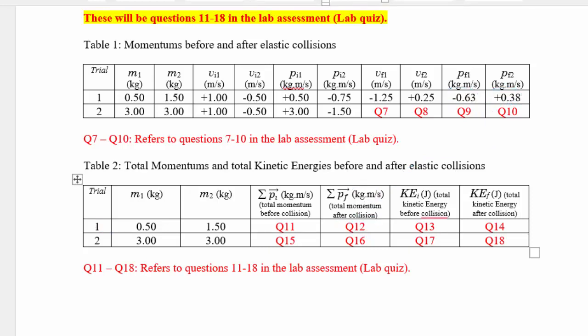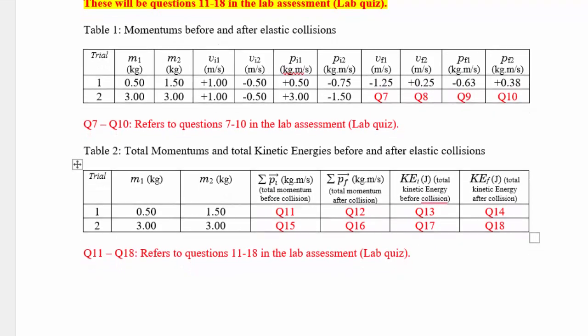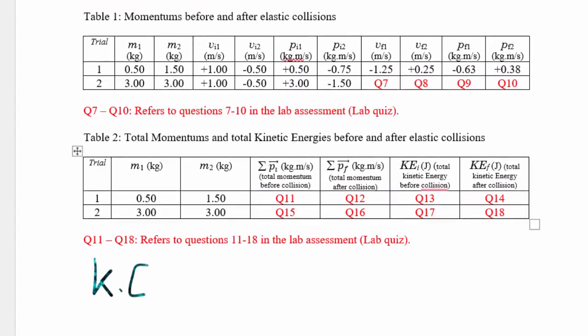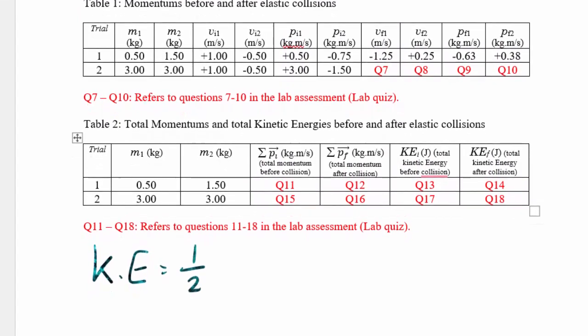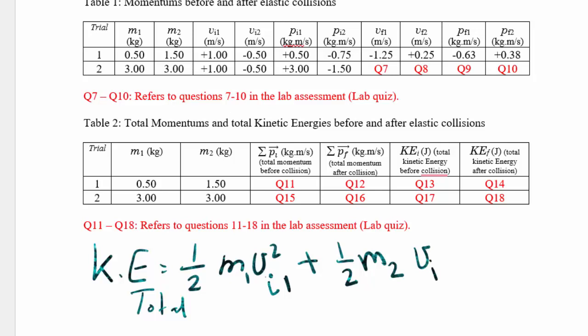Question 13 asks you to find the total kinetic energy before collision. Now we know kinetic energy is equal to 1/2 the mass of the object times the velocity squared. So here when you're asked to find the total kinetic energy before collision, you're asked to find the sum of the initial kinetic energy of the first object plus the initial kinetic energy of the second object. So this is for question number 13.